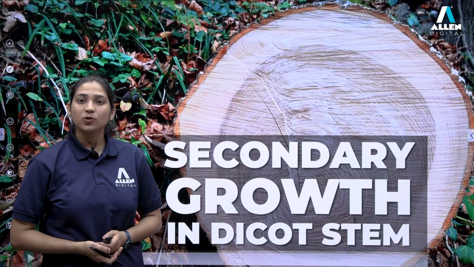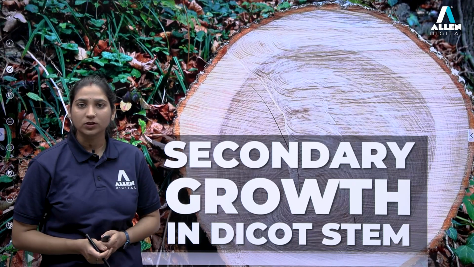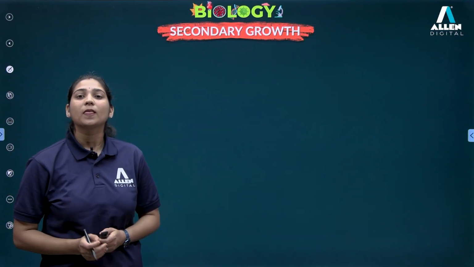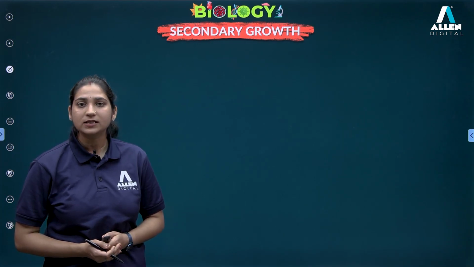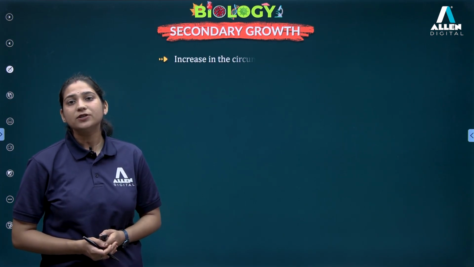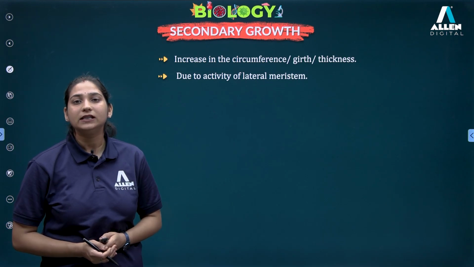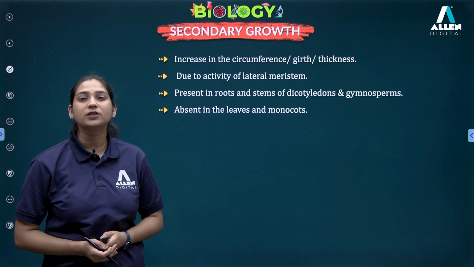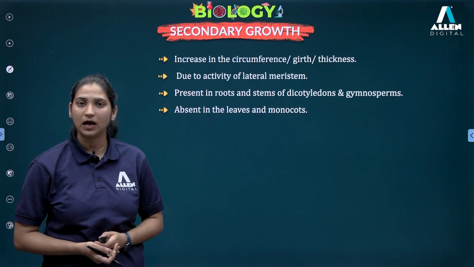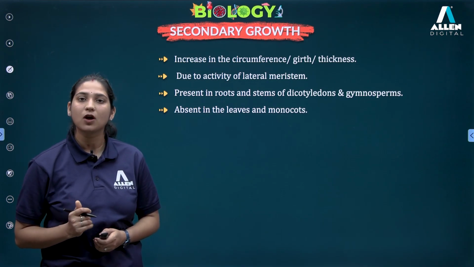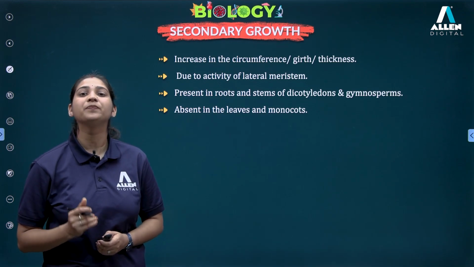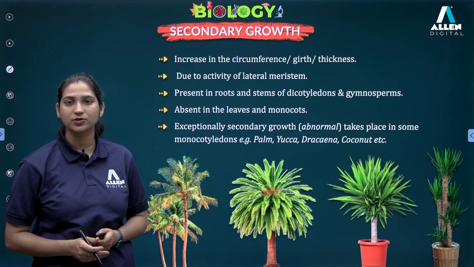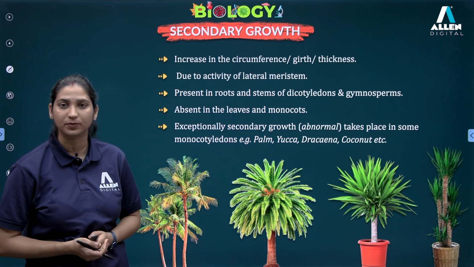In today's video, I am going to talk about secondary growth in a dicot stem. Secondary growth is a characteristic feature of stems and roots in dicot plants and gymnosperms. Secondary growth is absent in leaves and in monocot plants, with few exceptions like date palm and coconut, where we can observe an exceptional secondary growth, as you can see in the examples.